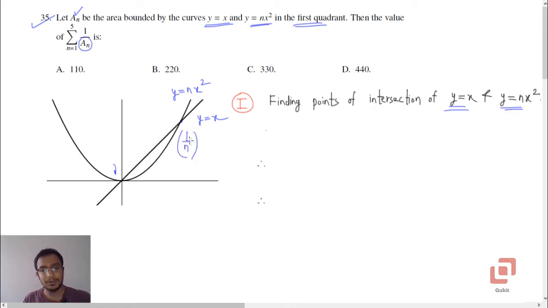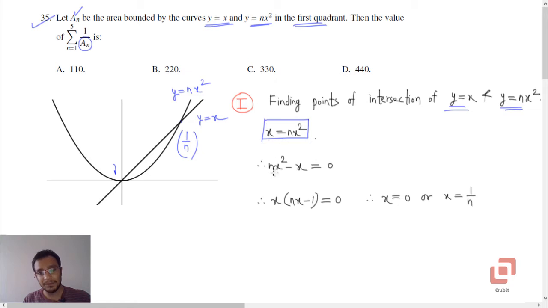To locate the point of intersection, I mean its x coordinate, you can solve the equations of these two curves simultaneously. If y is equal to x and y is also equal to nx squared, you can equate x with nx squared, which gives you a quadratic equation nx squared minus x equal to 0. If you solve this quadratic equation, you will get the two roots, which will be the x coordinates of the points of intersection. So the first point will be x equal to 0 and the second point will be x equal to 1 upon n, and similarly you can find their y values, which will be the same as their x coordinates.